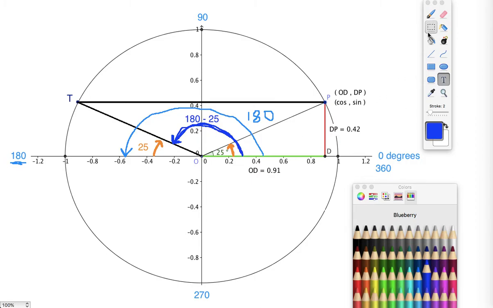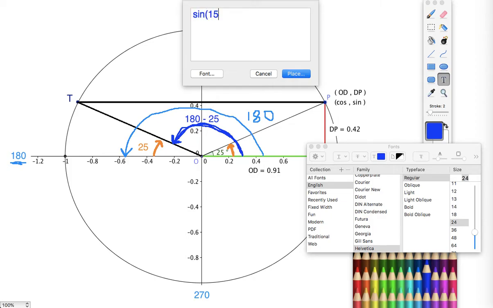So our sine of 155 will equal our sine of 25.